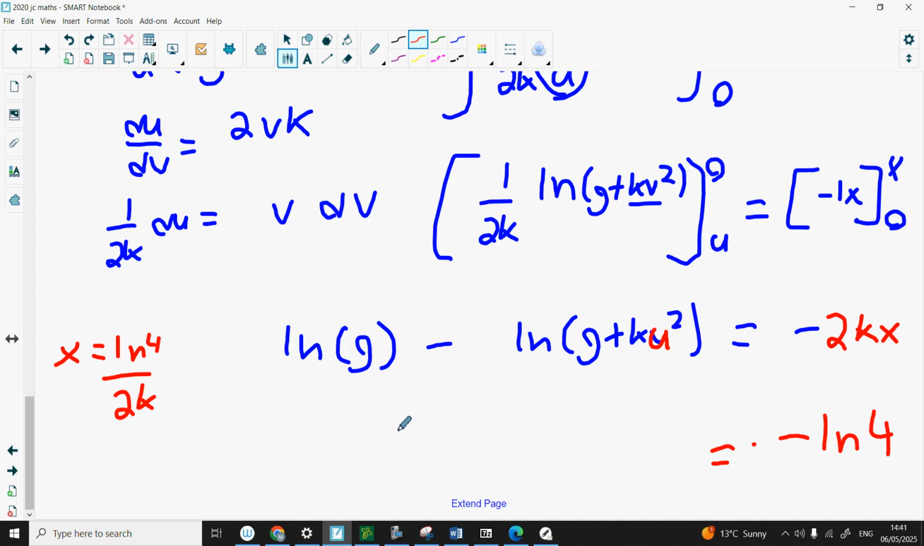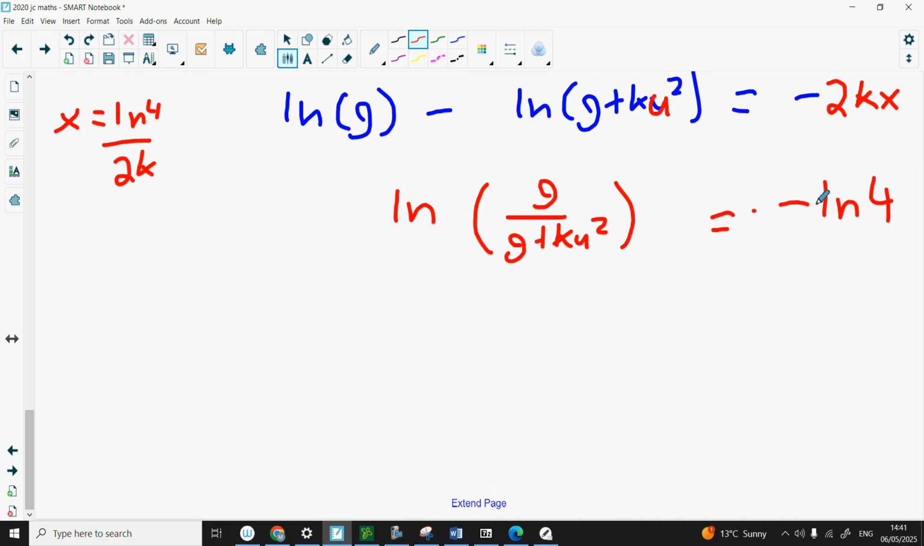And this other side is going to be ln g plus ku squared. Now, do you know what I'm going to do with that? Minus 1 on the outside. Anybody have any idea what I'm going to do with that? 4 to the power minus 1. ln a quarter.